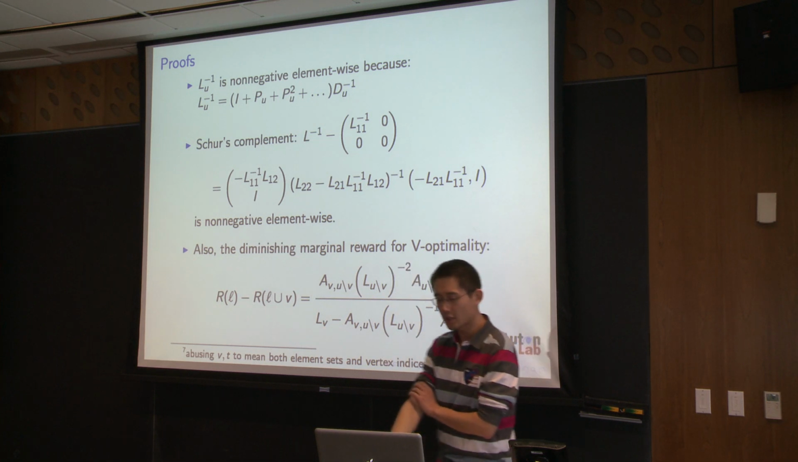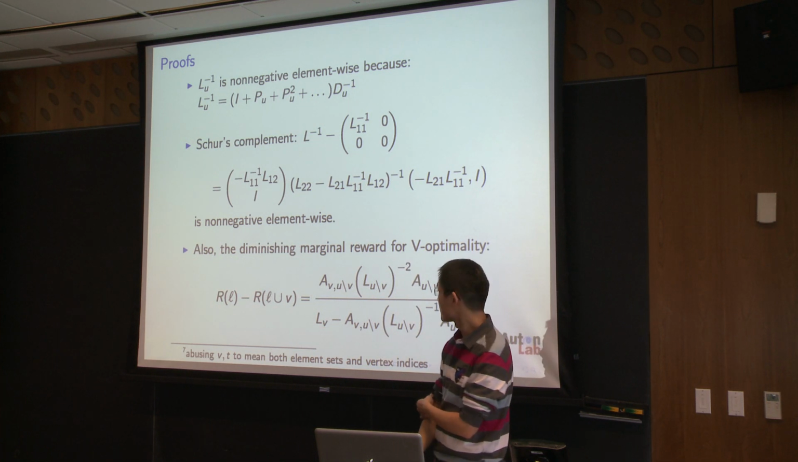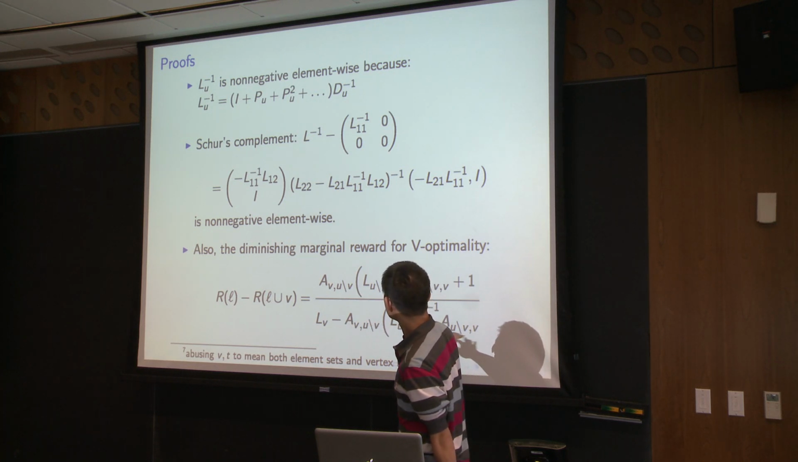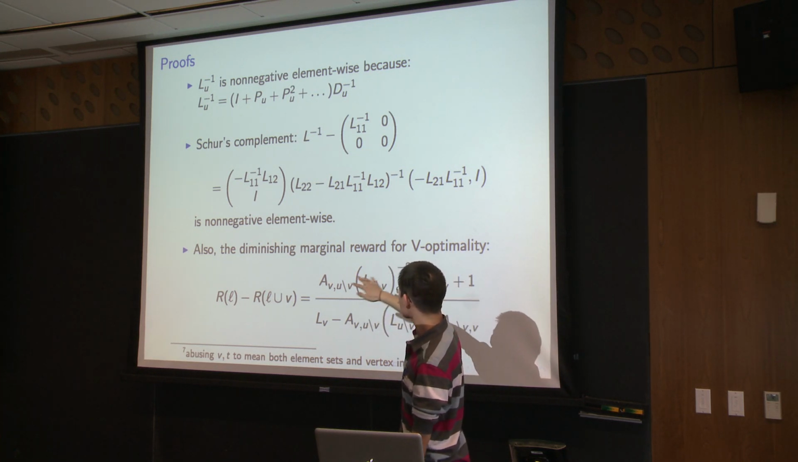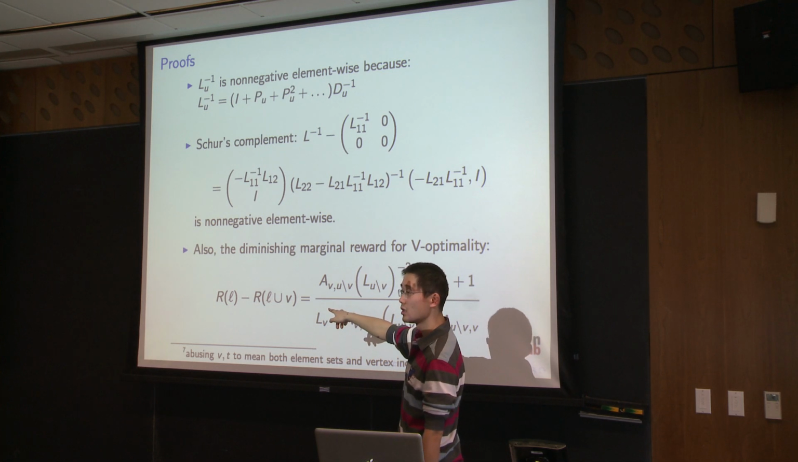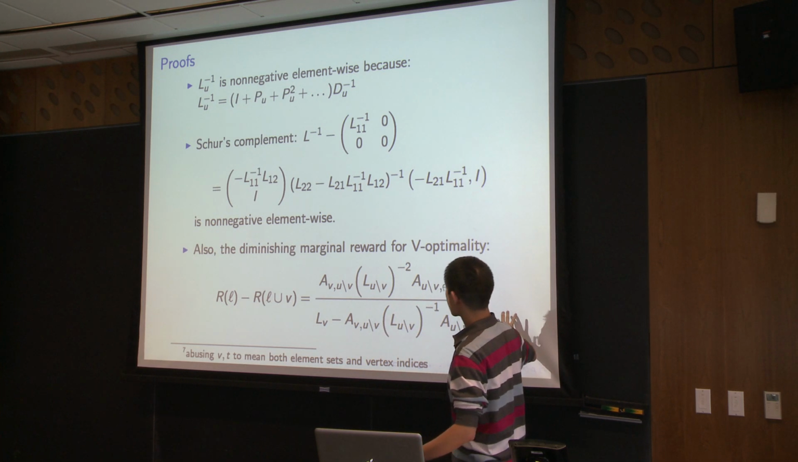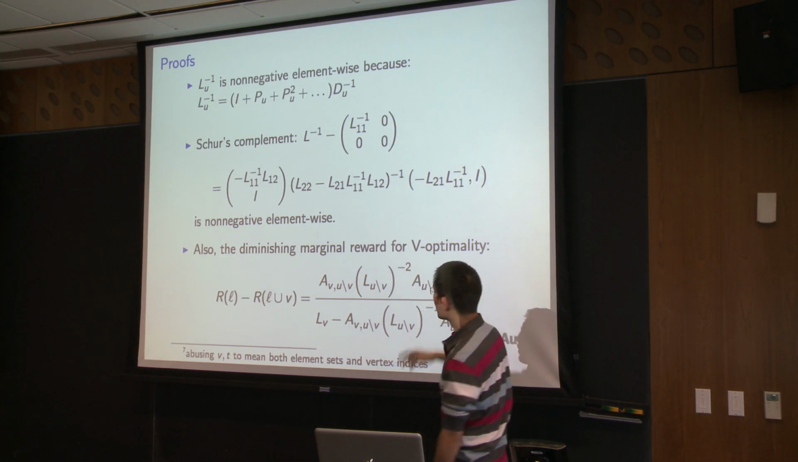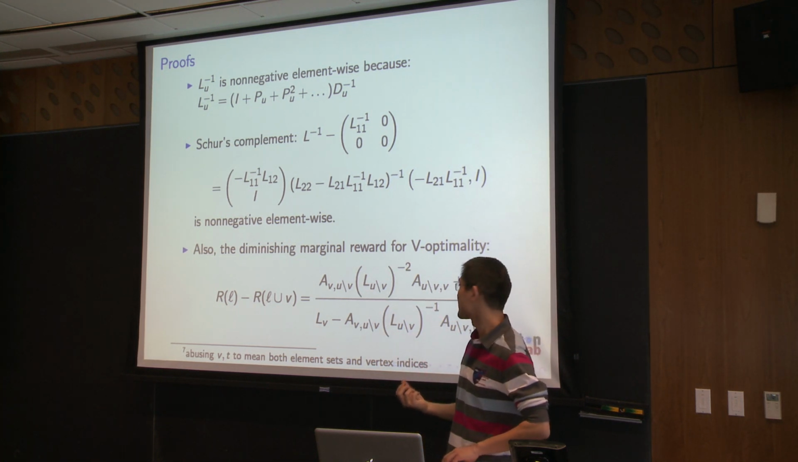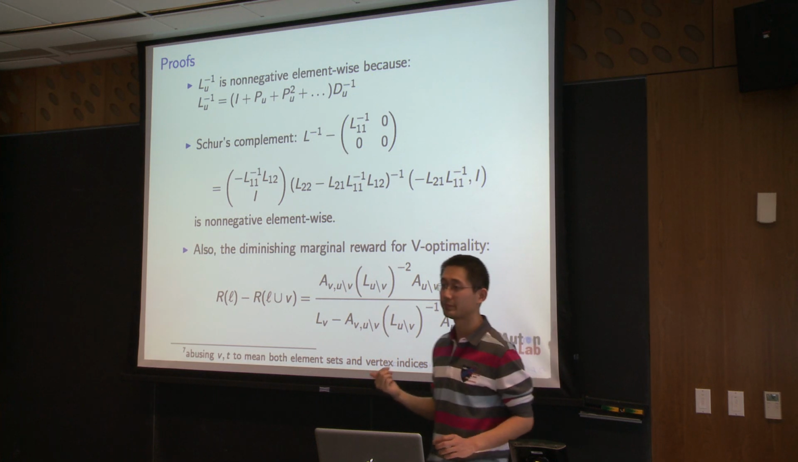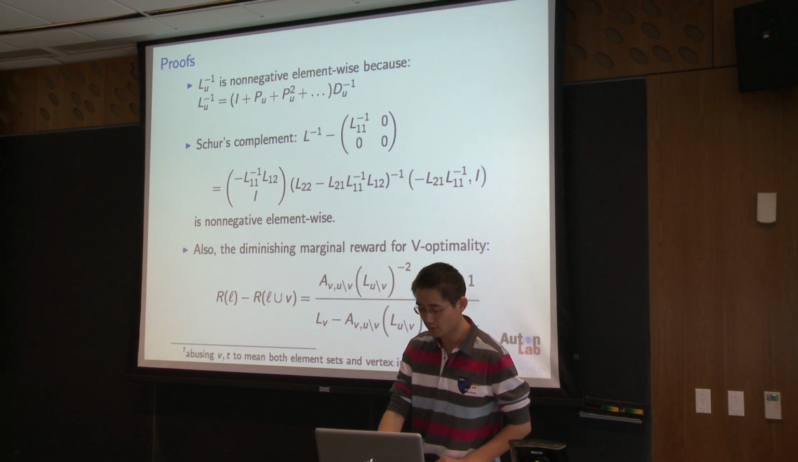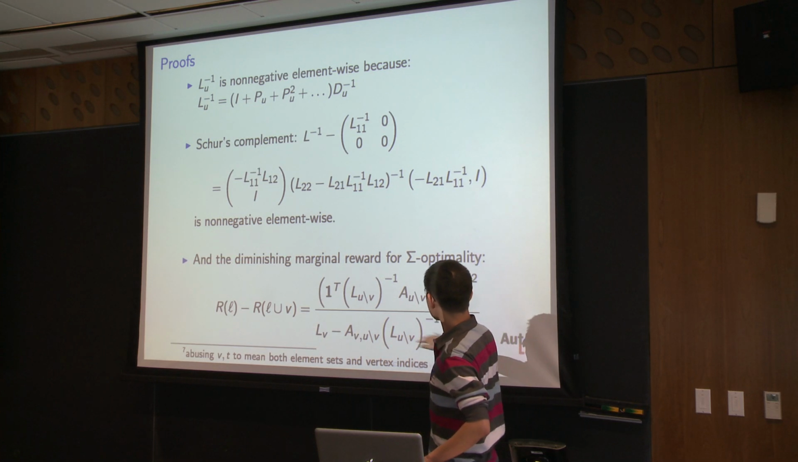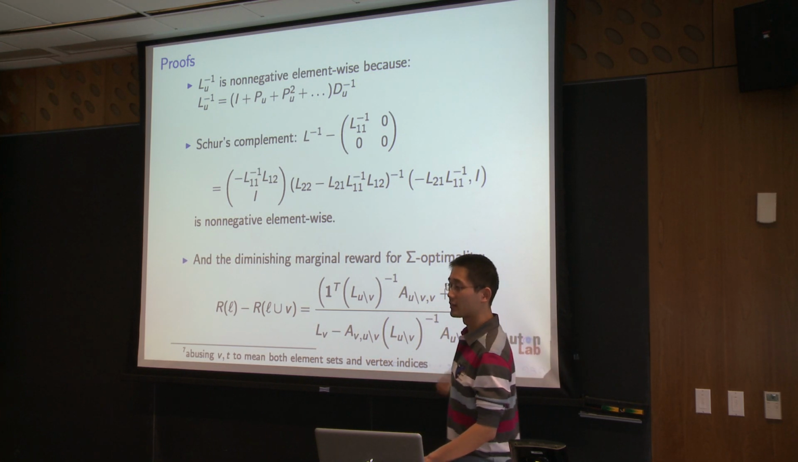And the proof for submodularity is essentially the same. Again, I write this for V optimality. The marginal reward for the additional node V is in this form, and everything here and here decreases element-wise as the set U shrinks. And for sigma optimality, it's slightly different, but the same idea.